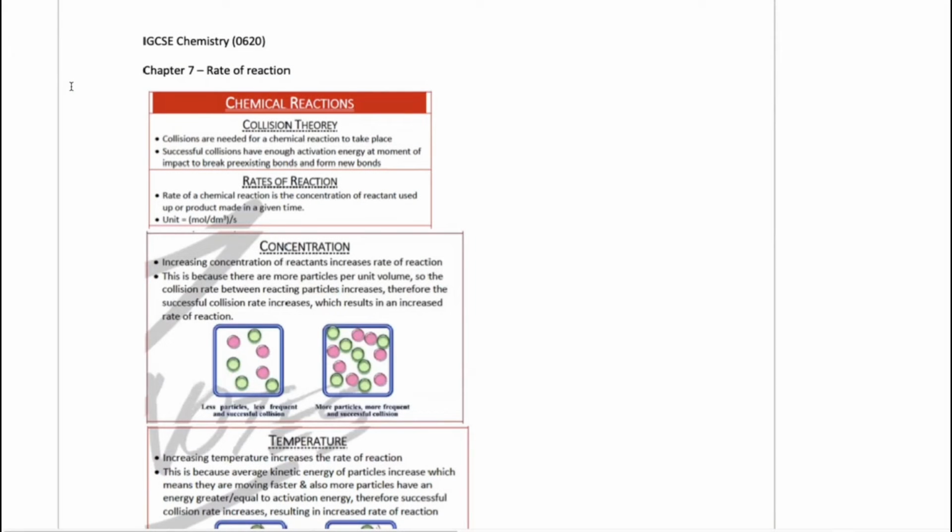7, rates of reactions. So first we have the chemical reaction here. So let's take a look. Under this subtopic chemical reaction, we have collision theory. Collision theory is here because in chemical reactions, the reactants collide with each other and then they react, then they form products. So collisions happen.